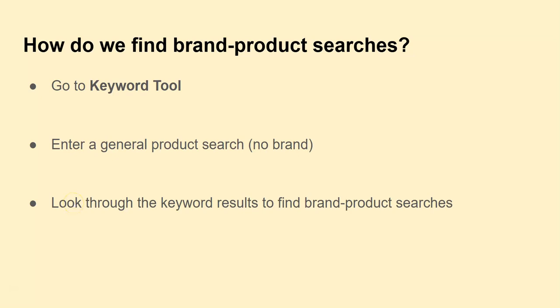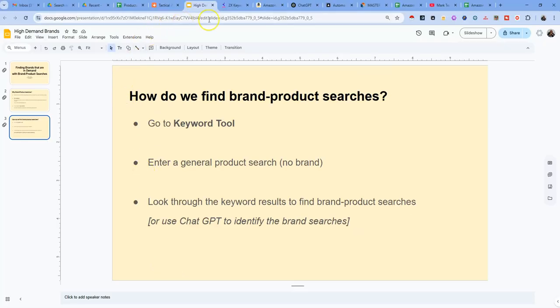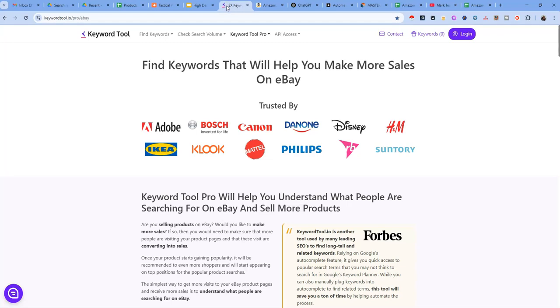Now we can do this manually. However, thankfully, thanks to technology, ChatGPT, the AI, which is completely free, we can use ChatGPT to identify the brand searches inside of those keyword results. So these are the 3 major steps that we will use to find these brand product searches. Now I'll close out of this presentation and go straight into keyword tool.